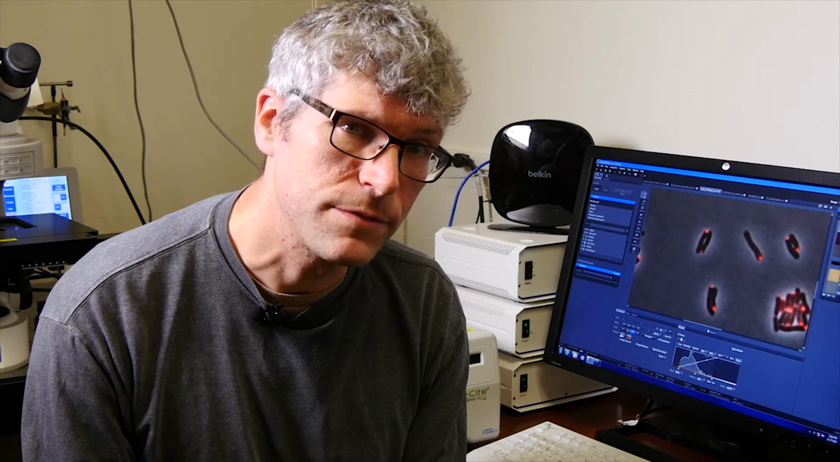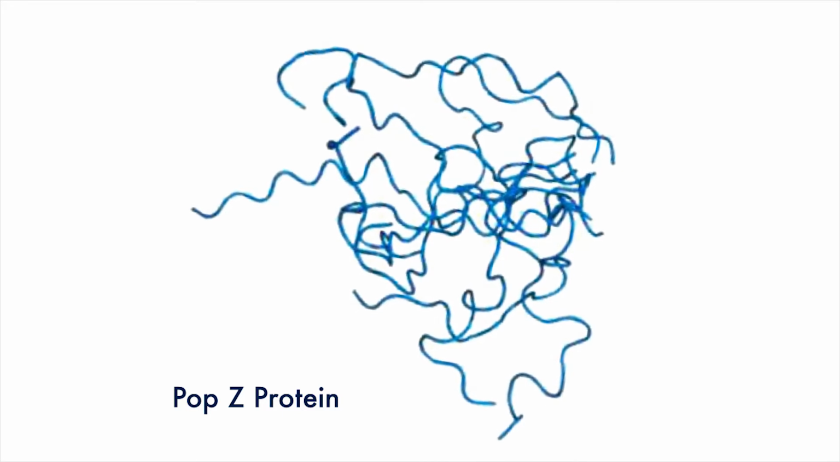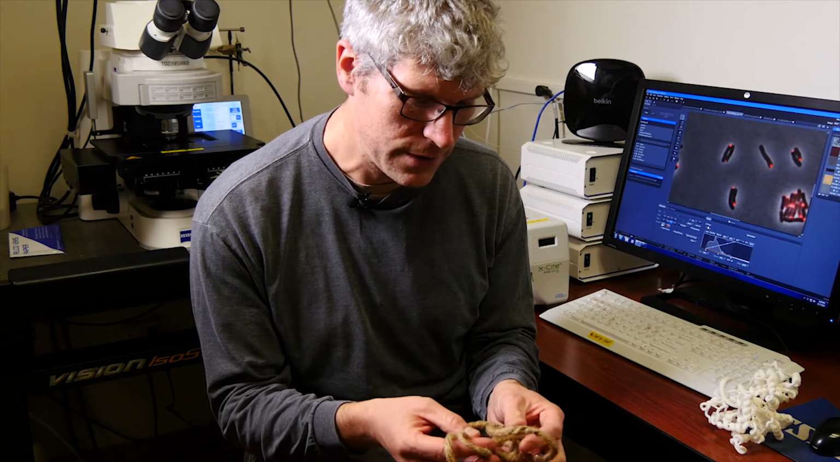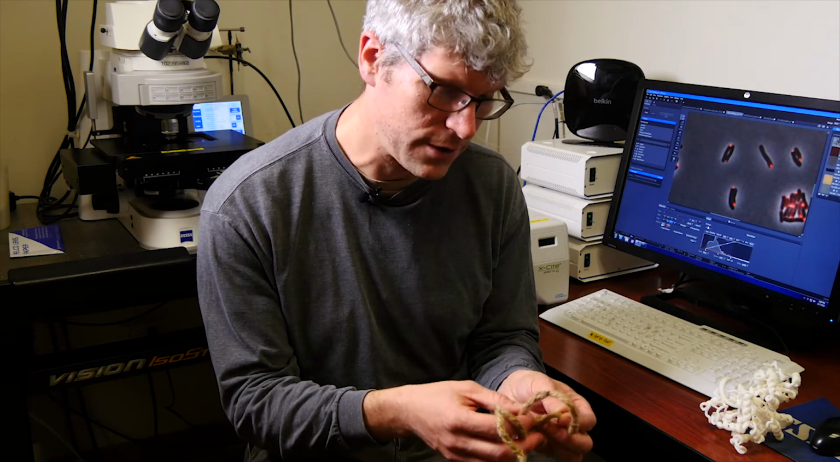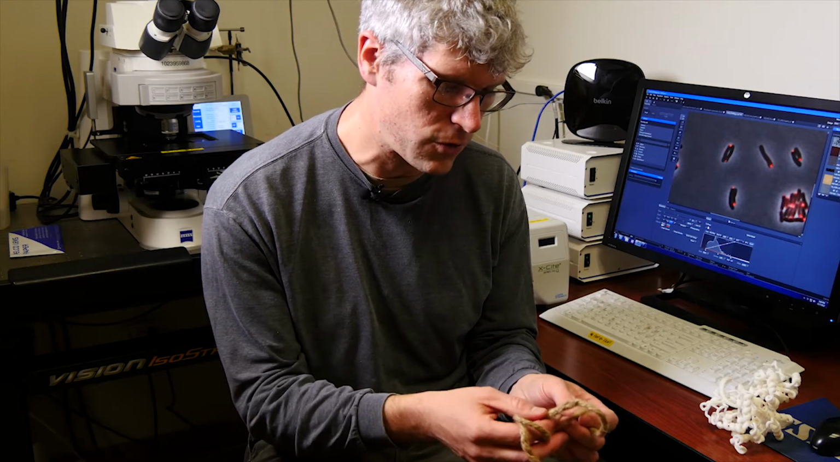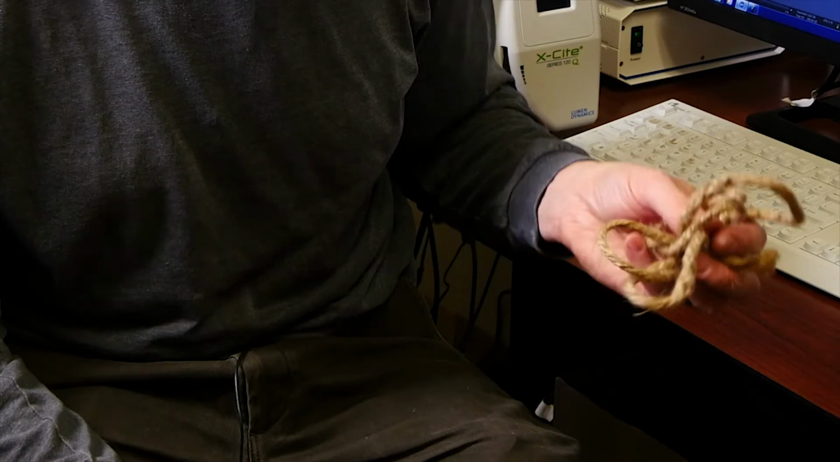One of the major focuses of the lab is the structure and function of this polar organizing protein PopZ. The general term that describes the structure of a protein like this is intrinsic disorder, which means that it has no structure in and of itself, but will undergo a distinct disorder, that is structural disorder to structural order transition, as it interacts with each one of its 10 different binding partners in the cell.